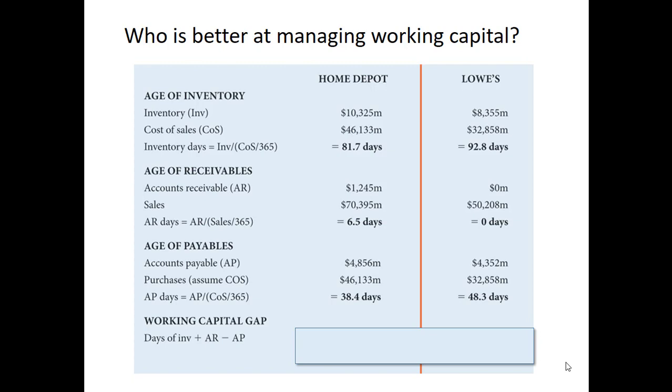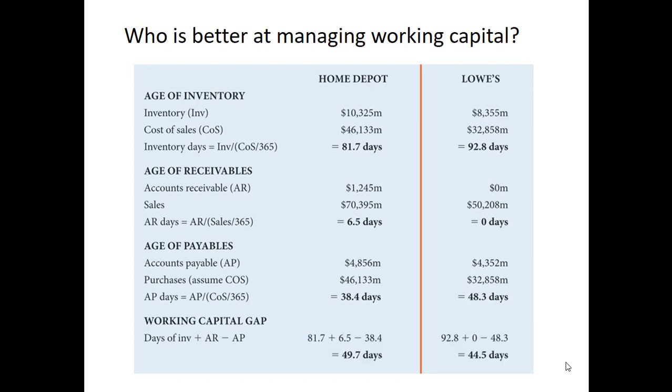When it comes to payables, Home Depot is taking around 38 days to pay its suppliers, whereas Lowe's is taking longer at 48 days. In this case, again, Lowe's is potentially using trade finance more effectively than Home Depot. Summing these up, we see that Home Depot has a gap of 49.7 days that it needs to finance, whereas Lowe's has a smaller gap of 44.5 days. We would say that Lowe's is in a better position at managing its working capital.